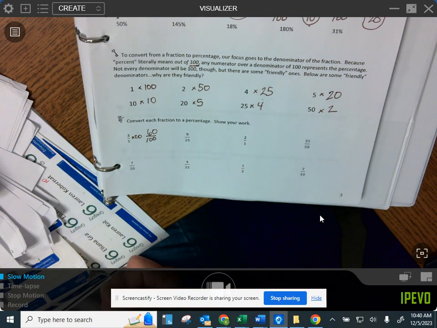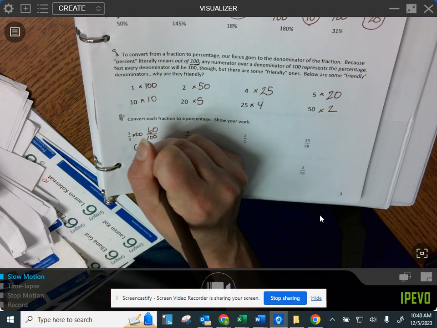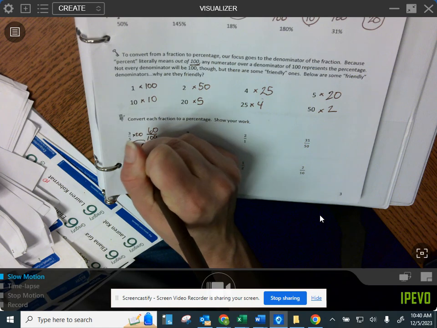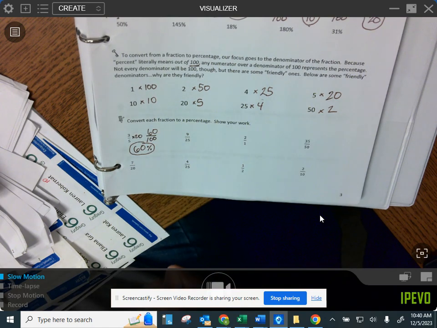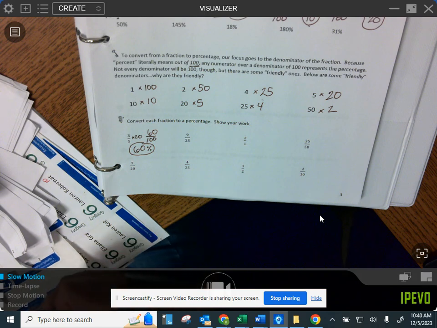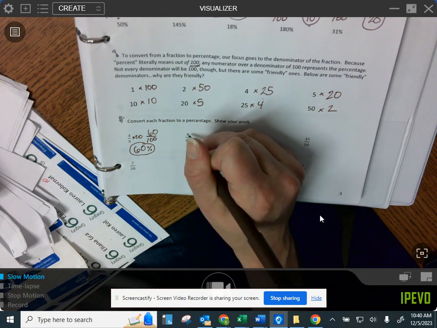Now, can I tell what my percent is? If it's 60 out of 100, what is my percent, Lilia? 60%. Notice how that percent sign goes after the 60. We want to be proper with our math. Put the percent sign after the 60. Circle it so you know that's your final answer. Let's look at our next one.